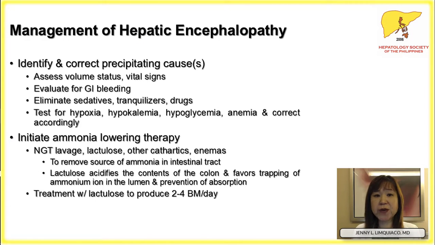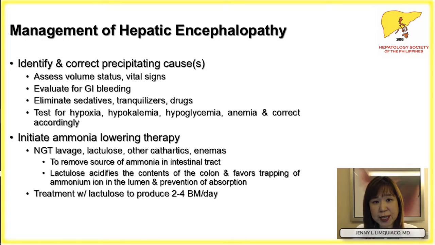First and foremost, you need to identify and correct the precipitating factors. Assess the volume status and vital signs of your patient, evaluate whether or not he or she has GI bleeding, and eliminate the presence of sedatives, tranquilizers, or use of those drugs. And you also need to test for hypoxia, hypokalemia, hypoglycemia, anemia, and correct accordingly. So, initiate ammonia-lowering therapy.